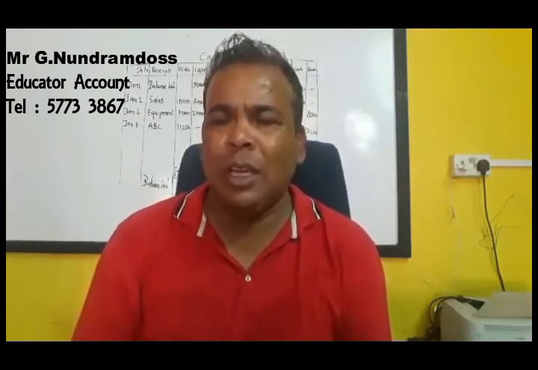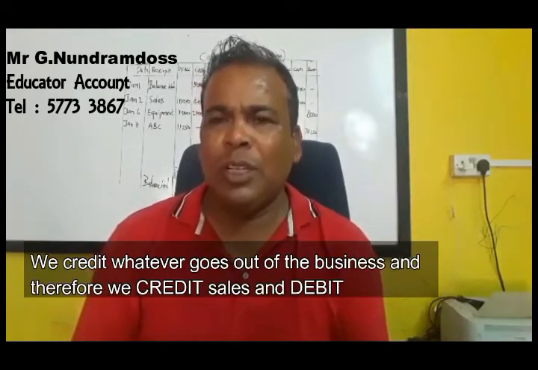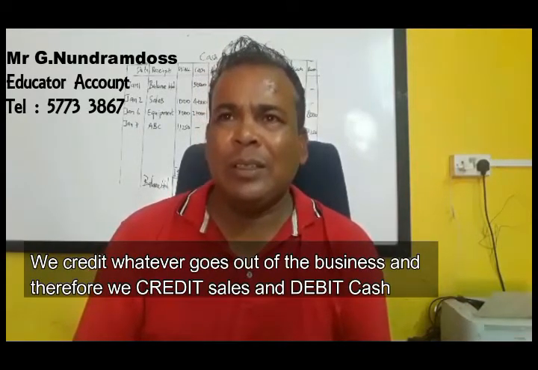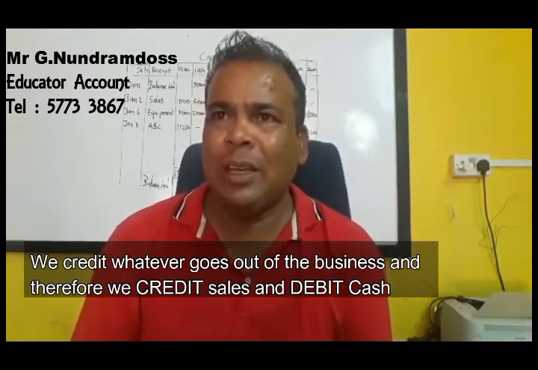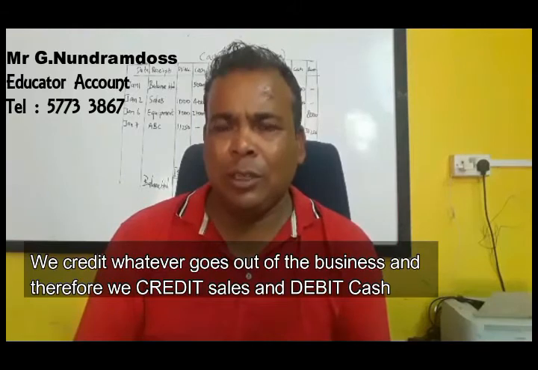Sold goods for cash. What is going out from the business? Cash is going out or goods is going out from the business? Goods is going out from the business. So whatever goes out from the business, we have to credit. Therefore, we credit goods, but we don't have goods account, we credit sales, and then we debit cash. So in the cash book, on the debit side, we will record in the cash column the amount given to you. Now, we are going to see a three-column cash book.